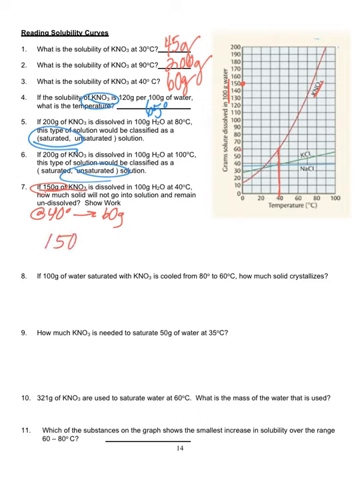You would go 150 minus 60 equals 90 grams of KNO3. And that would just all fall to the bottom.